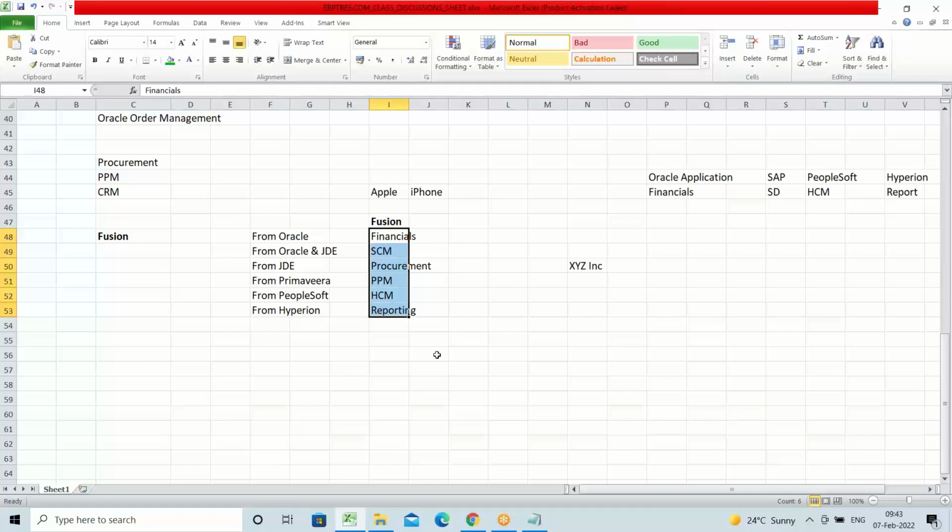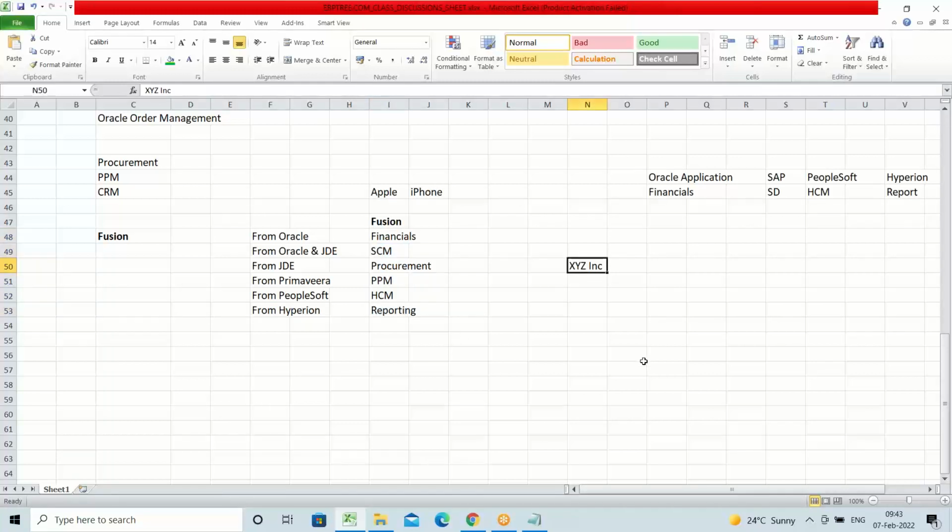If any client is going to use Fusion, they will have a best solution for financials, which is coming from Oracle applications. They'll have a best solution for PPM, which is coming from Primavera. They'll get best solution for HCM, which is coming from PeopleSoft. They'll have a best solution for reporting, which is coming from Hyperion. They'll have a best solution for procurement, which is coming from JDE and Oracle. This is how everything the best you can find within the Fusion.